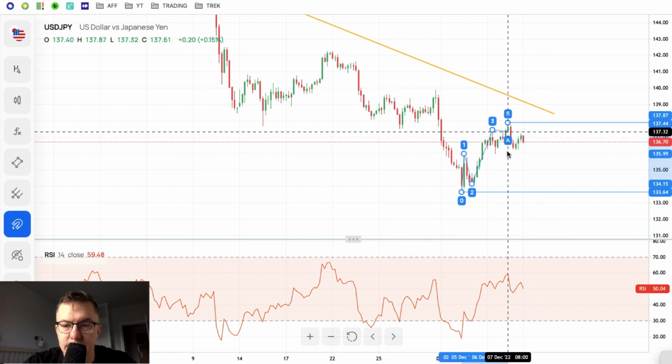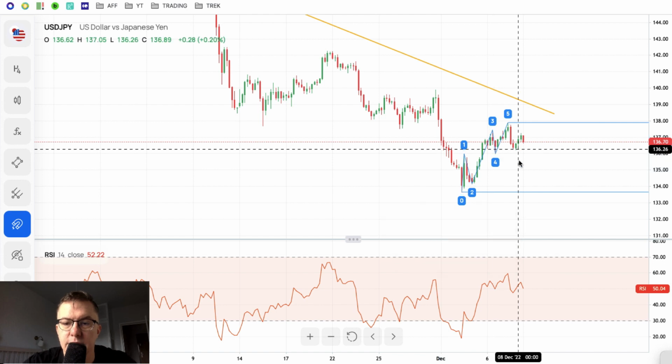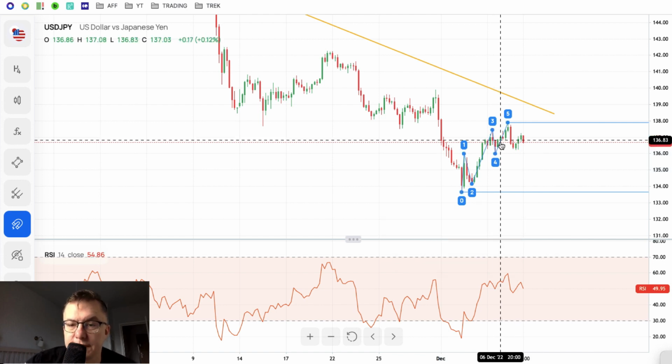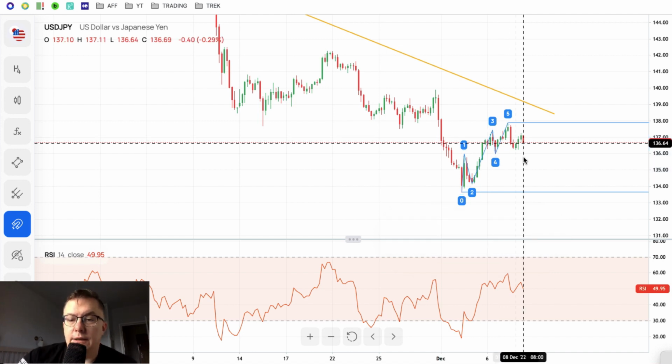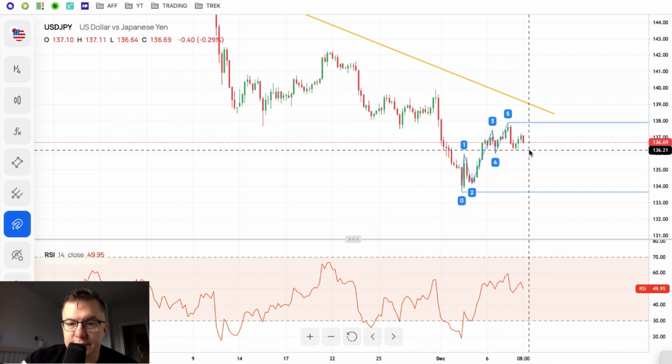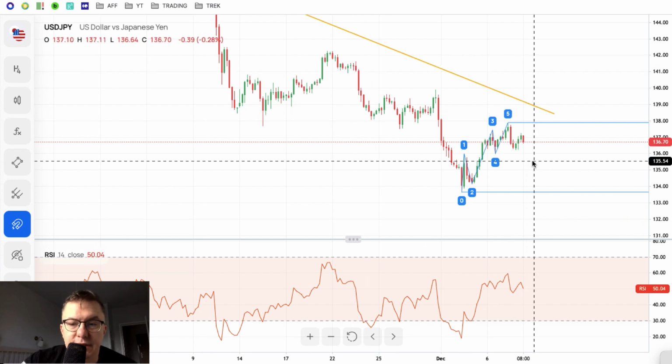Can I just move it lower? I want to move it here. There you go. This is what I mean. So we got a 5-wave movement to the upside. What we should see now is an ABC to the downside, going into some Fibonacci retracement.